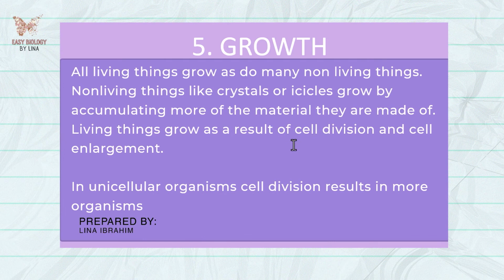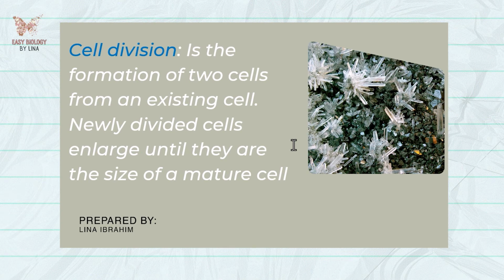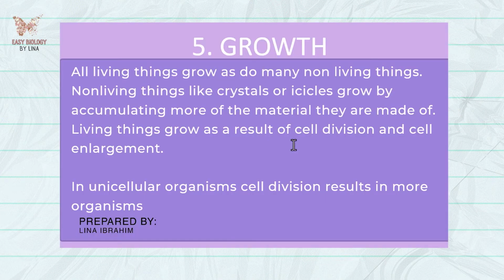The fifth main characteristic of all living things is growth. All living things grow, and so do non-living things. Non-living things like crystals grow by what? They grow by accumulating more of the material they are made of, like in this figure, where we have the crystal and how it grows. Actually, they do not grow like living organisms, by cell division and cell enlargement. They only accumulate more of the material they are made of, while living things grow as a result of cell division and cell enlargement.